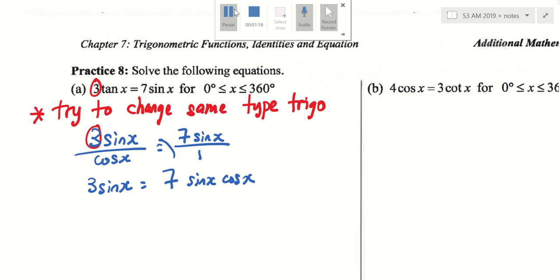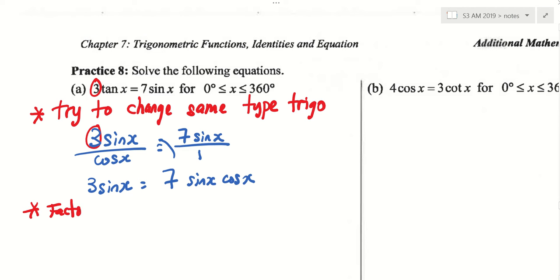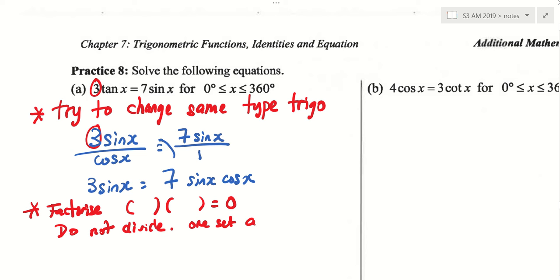Now, once you have something like that, you don't try sine inverse, cosine inverse. There's nothing you can do because there are so many different things here. So the next thing written in red is the next tip. The next tip is you try and factorize something, something equals to 0. Wait, something like that. No, but you can divide sine x? You don't divide. So I say it here. So do not divide. Why? Because once you divide, one set of answer is gone.